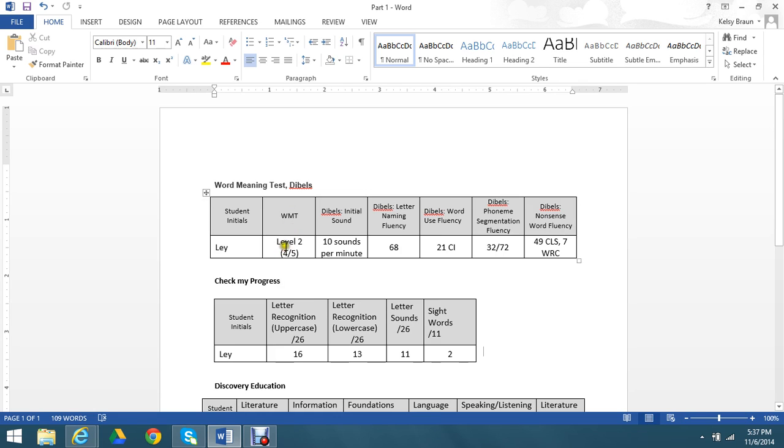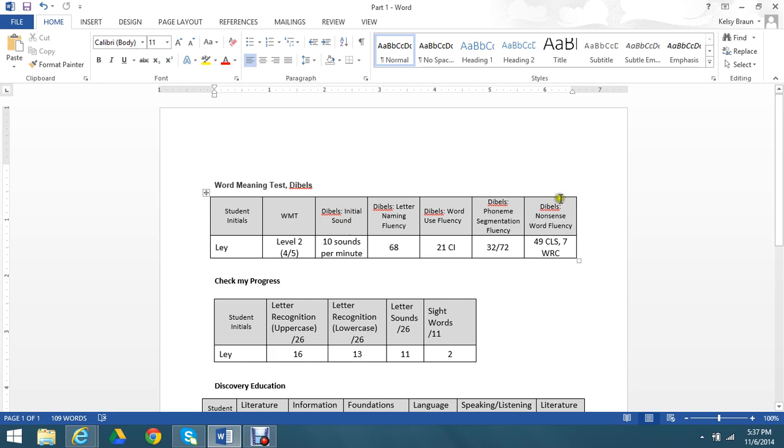So he actually got level 2 on this, which is wonderful. That means that he is on a grade level 2, so second grade. He's able to explain different second grade words. 4 of 5 means he was able to explain 4 out of 5 different words that were on second grade level. So that's really great. That means that he's able to explain himself well and he understands different words.